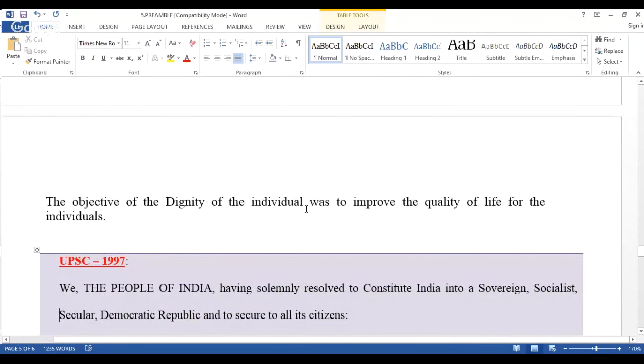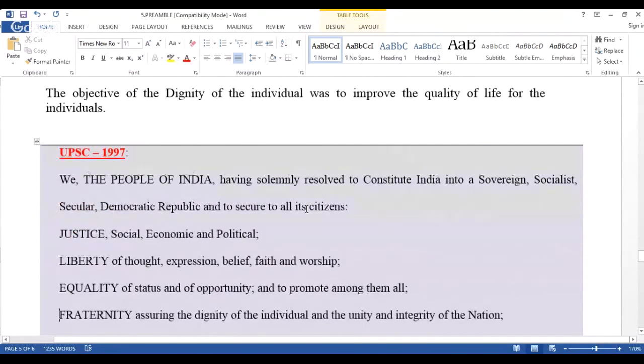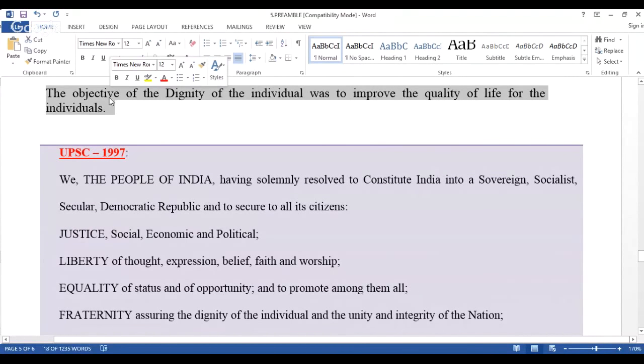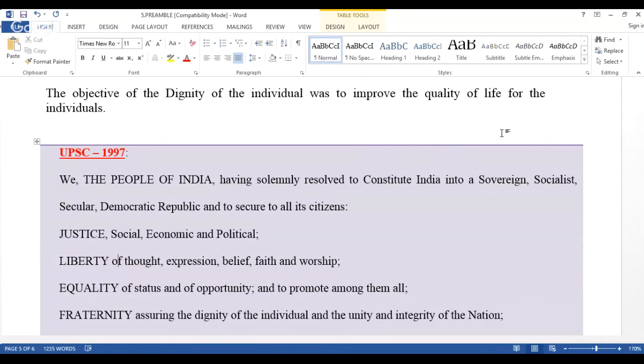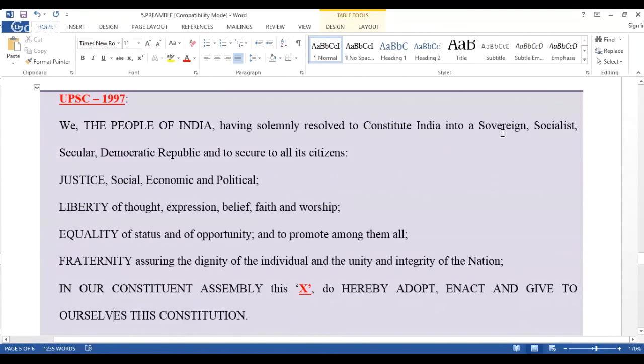Look at this. In UPSC, there is a question. Let's read this point. The objective of the dignity of the individual was to improve the quality of life for the individual. Kindly remember, until and unless the dignity of the individual is protected, the quality of life will be miserable. This was a question in the year 1997. Please look at the question.